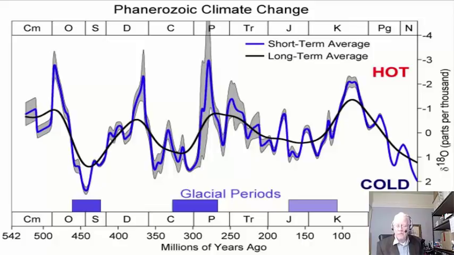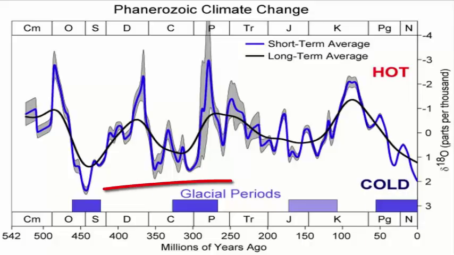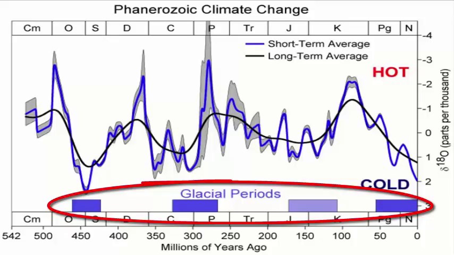Okay, so that's the framework we're looking at. It's cooler now than it's been for most of the last 500 million years. That's our starting point. So we're in an ice age right now. As you see, there's been 4 big ice ages in the last 550 million years.